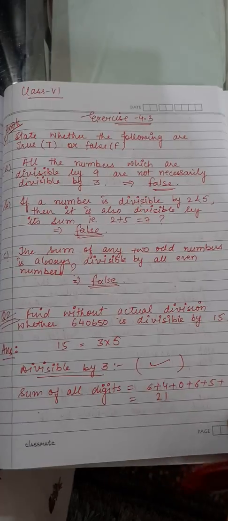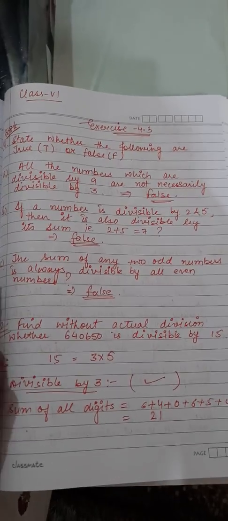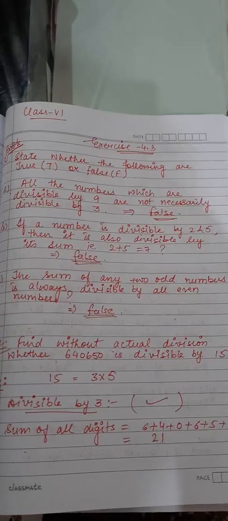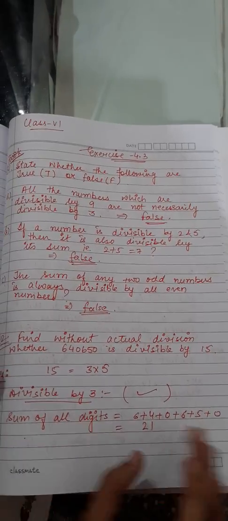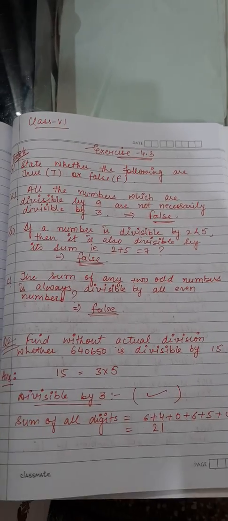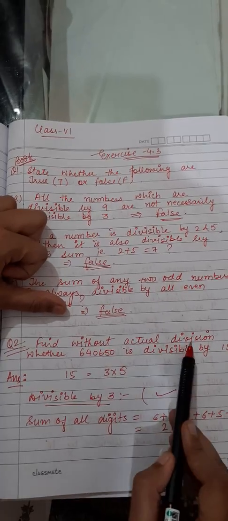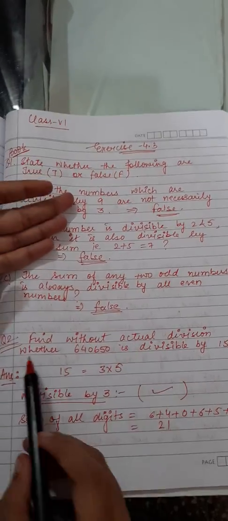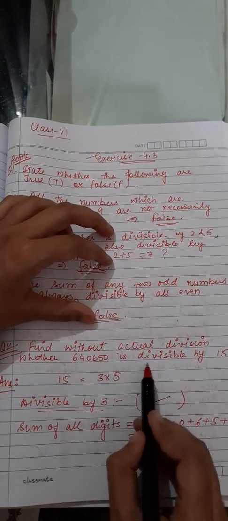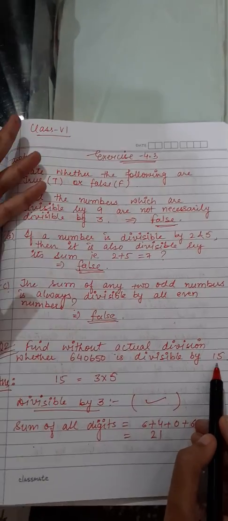Now, let's do question number 2. Question number 1 I am going to explain to you in the last. Firstly, we are going to do question number 2 and then we are going to do question number 3. Okay. Now question 2 is: find without actual calculation or actual division whether 640650 is divisible by 15 or not.